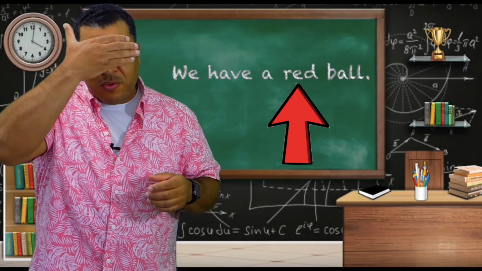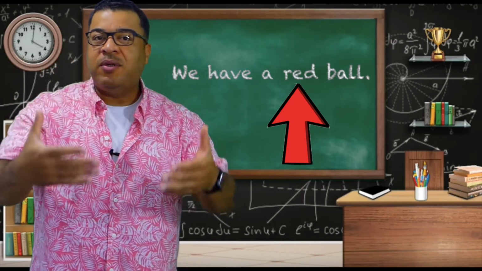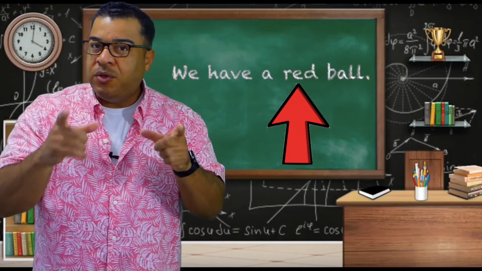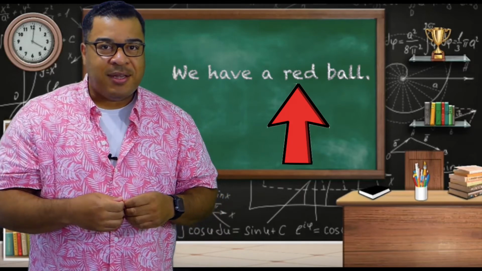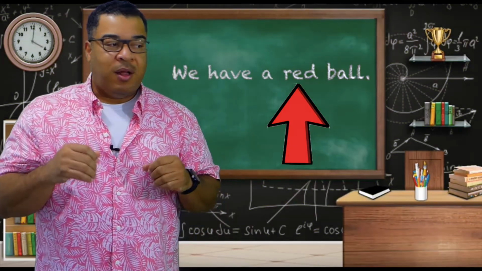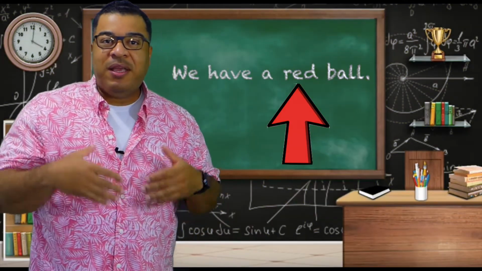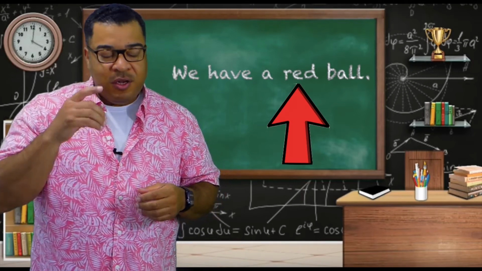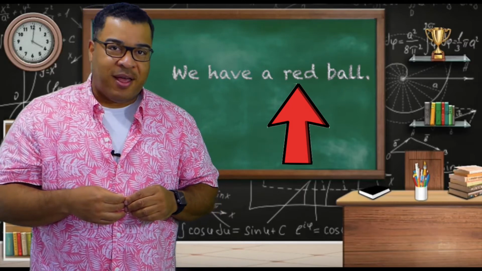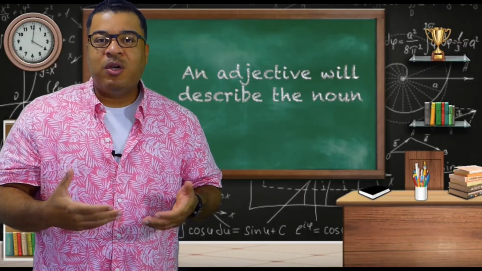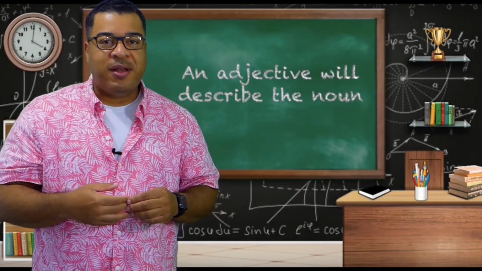Again, if you close your eyes and you describe something to someone, that word you use to describe is an adjective. So a red ball, a small ball, a big ball, a bouncy ball, anything you can use to describe the ball, normally those words are adjectives. So the first important point, an adjective will describe what a noun is.